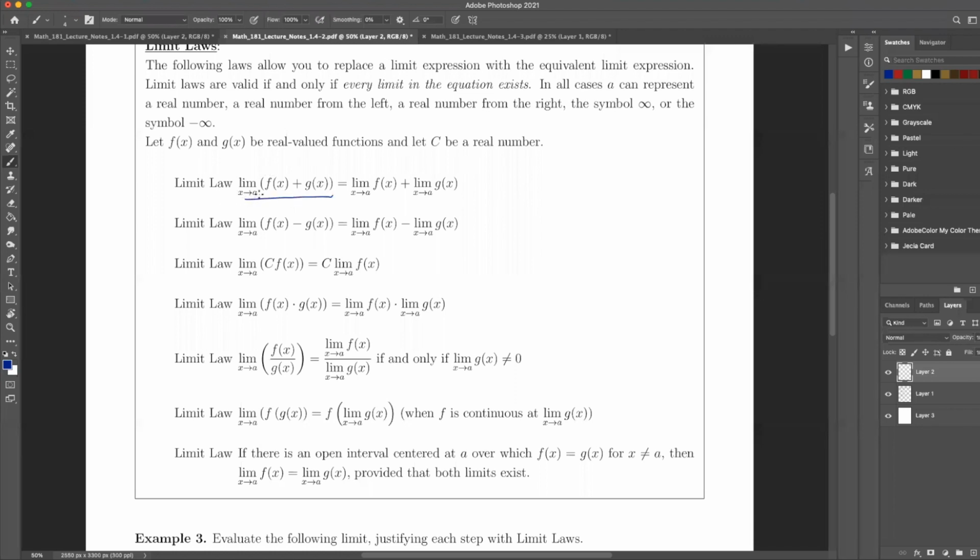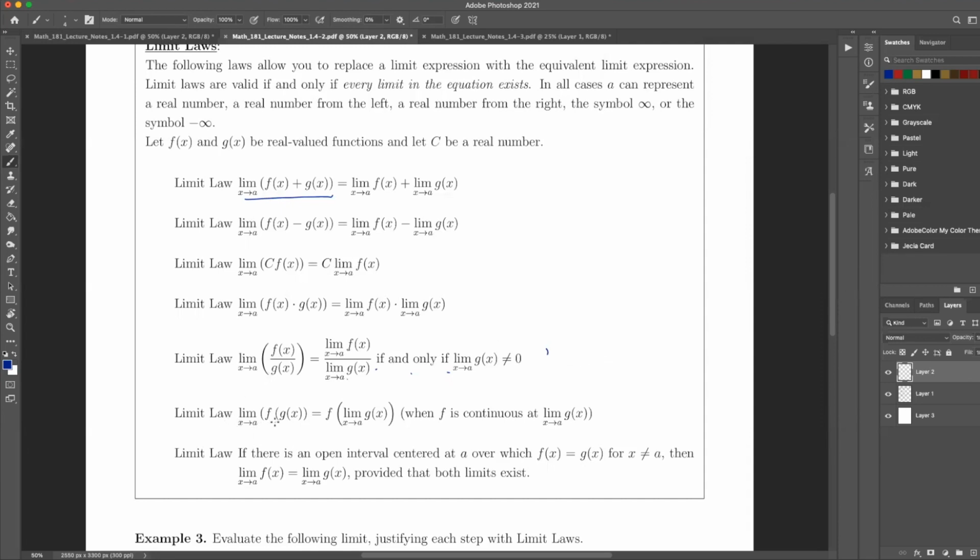If I have the limit of two different functions added, that's the same thing as the limit of one function plus the limit of the other function. Same thing for negation. If I multiply a function by a constant, I can pull out that constant. If two functions are multiplied, I can split it up, find the limit of one function, and find the limit of the other. For division, the limit of the quotient is equal to the quotient of the limits if and only if the limit of the bottom is not 0. If the limit of the bottom is 0, you have to do other things, okay?